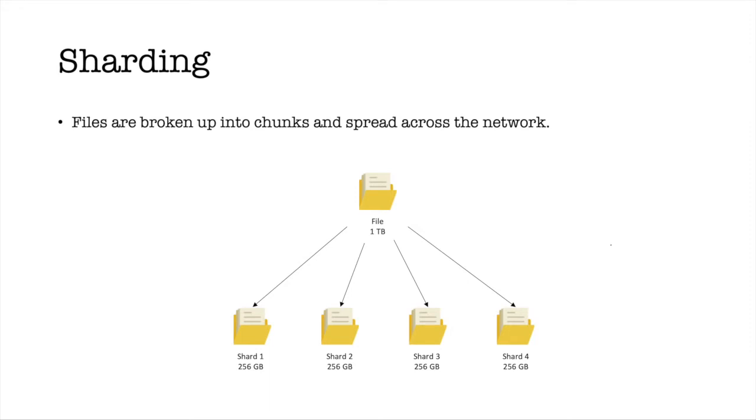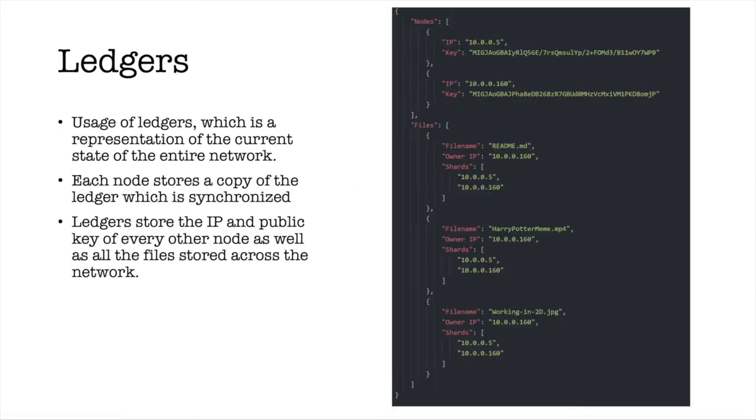Now we're going to talk about the techniques used in our implementation of the network in depth. So first we're going to talk about sharding. Basically what we're doing is we are breaking our files into chunks and spreading them across the network. As you can see, a file is spread across all the nodes in the network, and a 1 TB file is spread equally across all the nodes in the network.